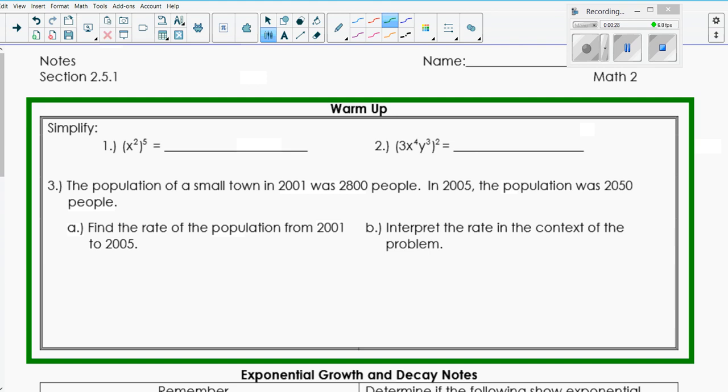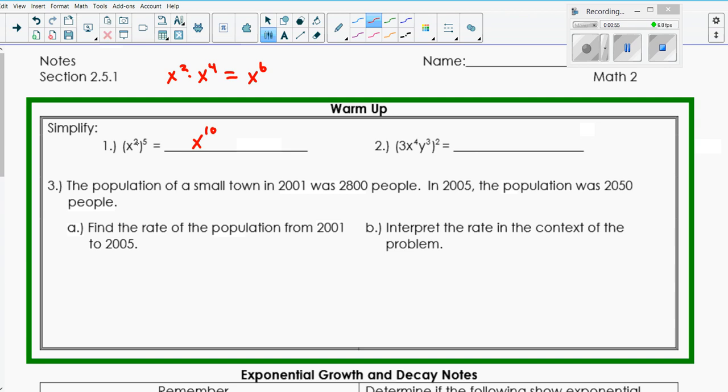It says simplify for number 1 and number 2. You can use rules of exponents here. Because you have x raised to the second and raised to the fifth, you would multiply those exponents and you would get x to the 10th power. So just to review, if you had something like x squared times x to the fourth, that's when you add your exponents, making it x to the sixth. So you may want to write that down.